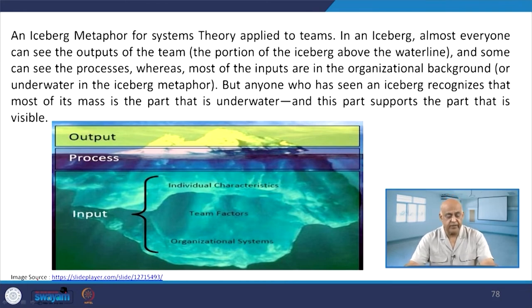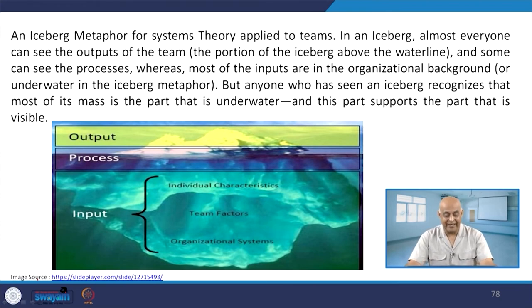In the iceberg metaphor for systems theory applied to teams, almost everyone can see the outputs of the team, the portion of the iceberg above the water line, and in some cases the processes, while most of the inputs are in the organization background, underwater in the iceberg metaphor. Anyone who has seen an iceberg recognizes that most of its mass is underwater, and this part supports the visible part. Whatever is visible is a small part, but most of it is under the water, and this small part is based on that large part.